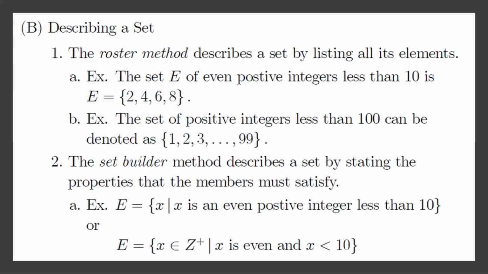The set builder method describes a set by stating the properties that the members have to satisfy. So here's how this gets written down. E is equal to, you'll see these curly brackets again, defining the set. So it's made up of members x, and then we have this vertical bar, and that's where you're going to list the criteria. So we're calling the elements x, and now I'm going to tell you what criteria they have to satisfy. x is an even positive integer less than 10, or you could say x is a member of the positive integers, x is even, and x is less than 10. All of these E's on this page are defining the same set.